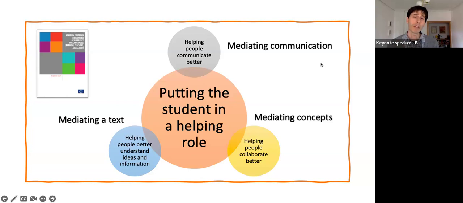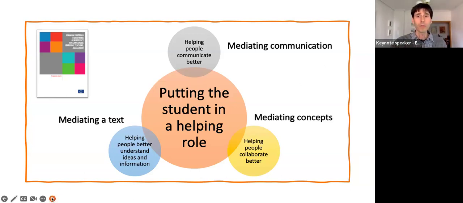And the last one is mediating a text, this idea of helping people understand ideas and information, because when you think about it, when you're helping somebody understand something, that information is usually contained somewhere in a text, maybe in a conversation you had, in something you read or something you watched. So basically that's mediation in a nutshell. And now we're going to move on and talk about the different types of mediation.